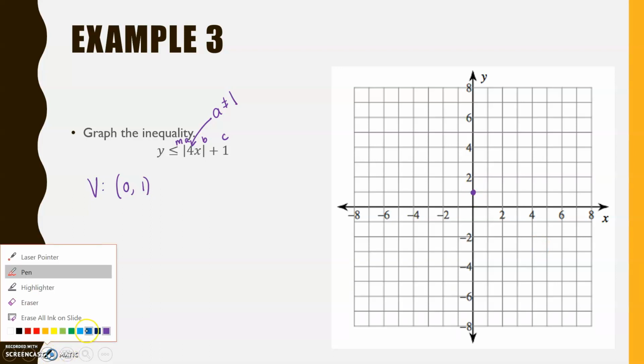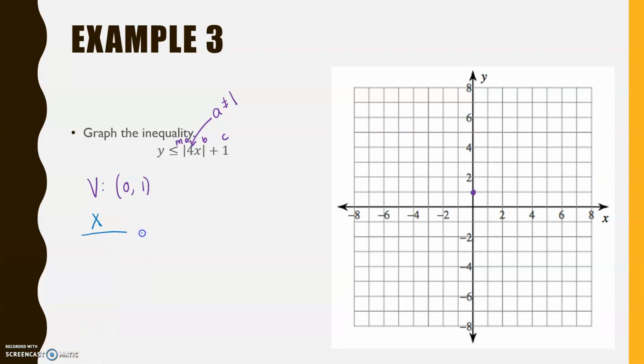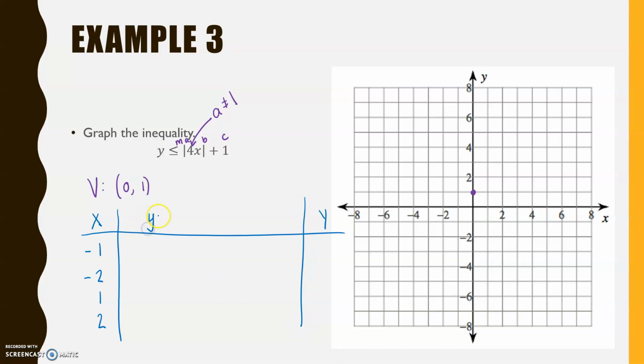Then I'm going to make a table of my x and y coordinates. 2 points to the left would be -1 and -2. 2 points to the right would be 1 and 2. So I have y, and I'm just going to treat it as an equals because I'm trying to find the y coordinate. We get y equals 4 times -1 plus 1. That would give me -4, and the absolute value of -4 is +4 plus 1, which is 5.